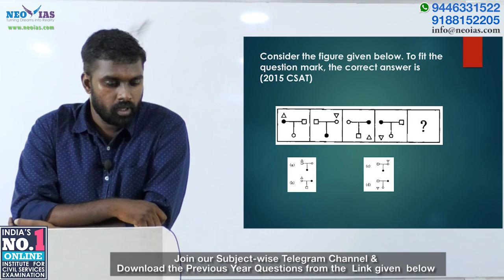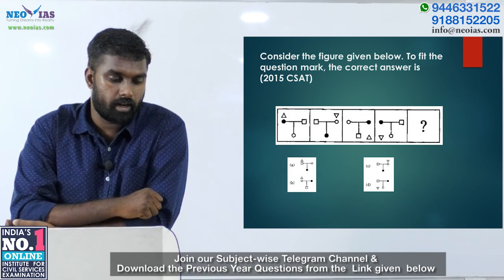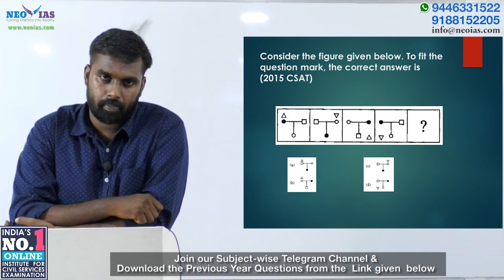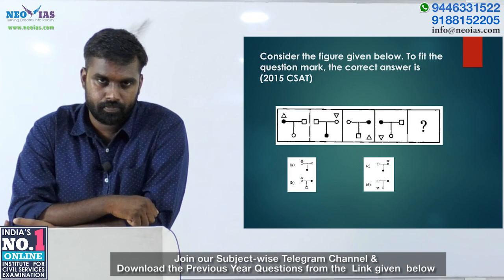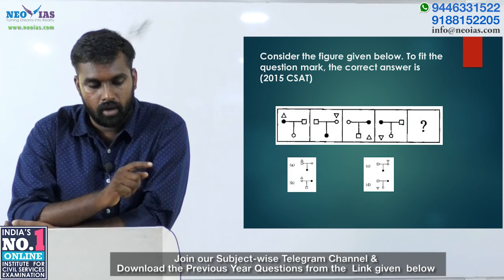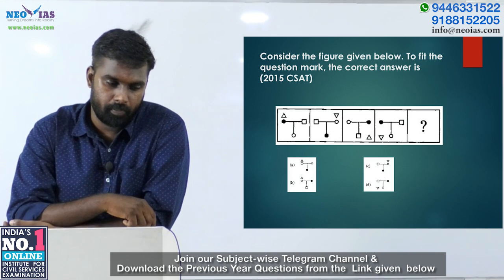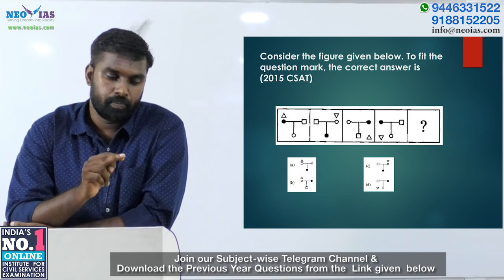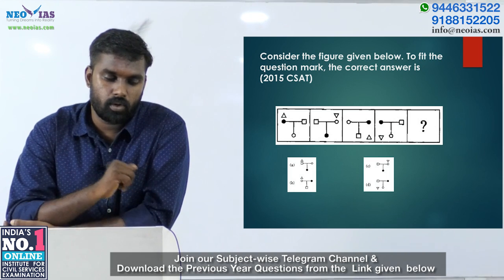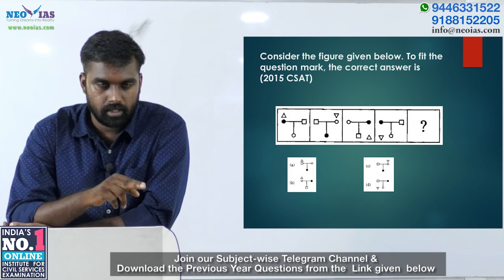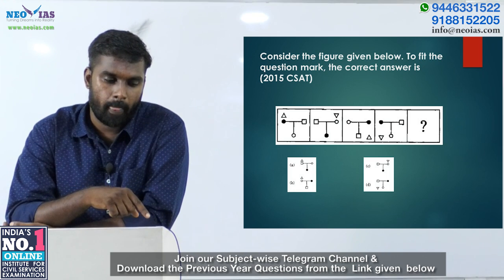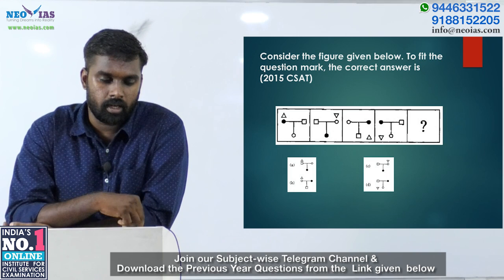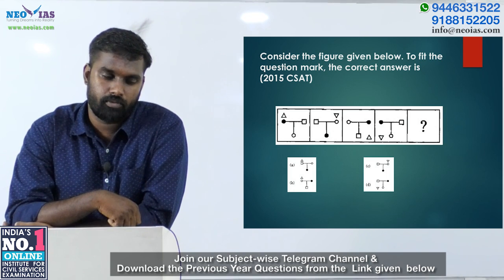Next question. Consider the figure given below. To fit the question mark, what is the correct answer? Here a triangle is there in the corners of that square. First it is in the left top. In the second figure, it becomes right top, and inverted. In the third figure, it becomes right bottom, inverted to its previous side. Then it becomes left bottom, also inverted. That means this triangle is moving in a clockwise direction, and it gets inverted each time it moves. So what will be the position of the triangle now? It will be as it is in the first figure, right?